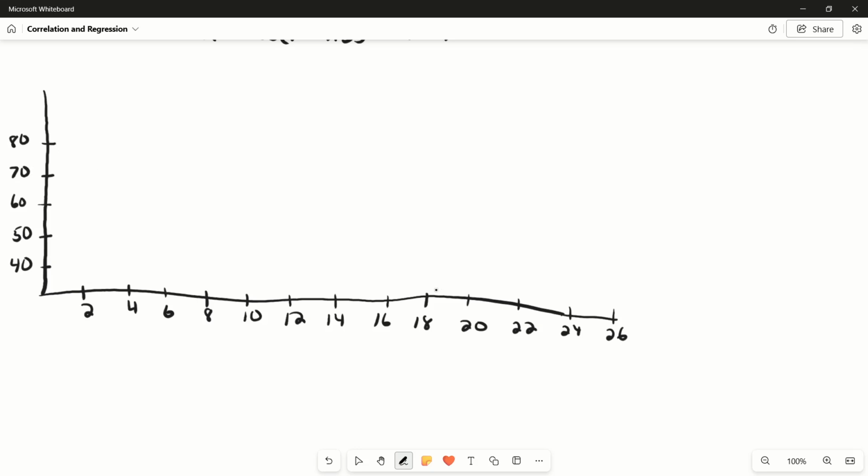And if the x-axis is longer than the y-axis, it's fine. You just want to do your best to encompass all the values of y here, and all the values of x here, within the graph. Now I'm going to plot the first point.